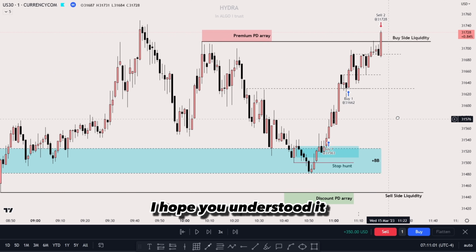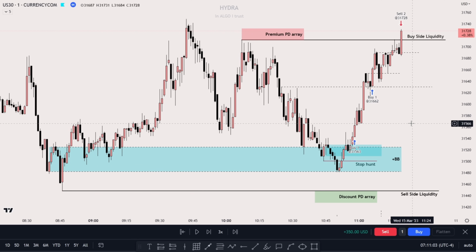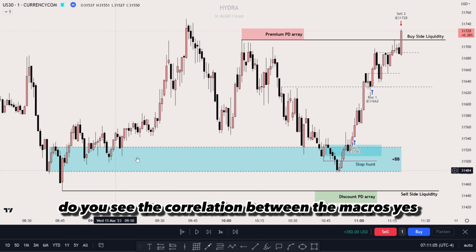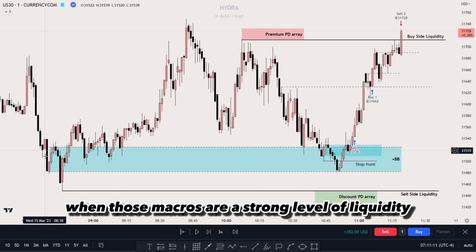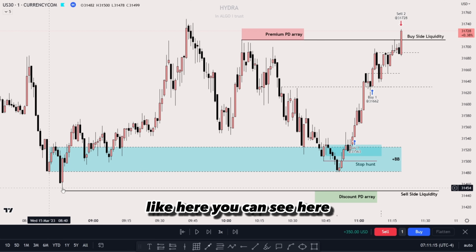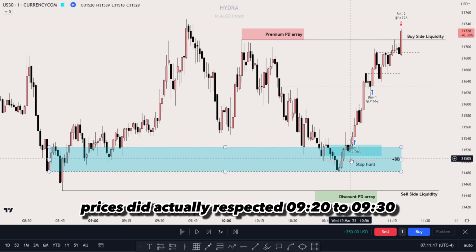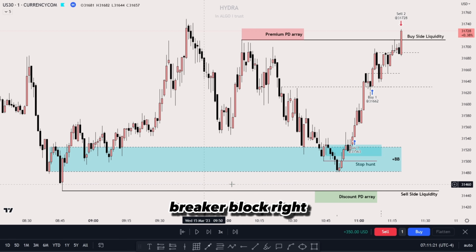I hope you understood it. Do you see the correlation between the macros? Yes, price does respect other macros when those macros are a strong level of liquidity. Like here, you can see price did actually respect the 920 to 930 breaker block, right?